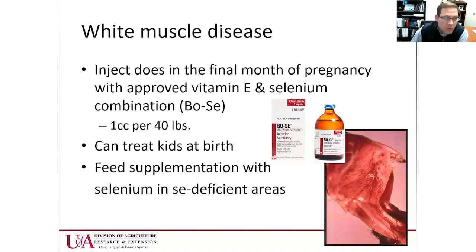vitamin E, and that works well to help keep issues at bay so that we don't have problems with the young growing animals. We usually do that at the final month of pregnancy. When I was mentioning earlier about giving the CD and T vaccine towards the end of gestation for the ewes, we'll give them a BOSE injection. And this is the dosage that we use, 1 cc per 40 pounds.